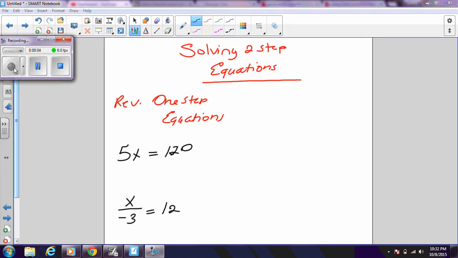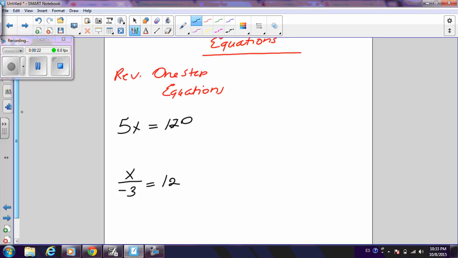Afternoon, Algebra 1. Tonight's lesson is going to be all about solving two-step equations, okay? Which is actually going to be really similar to solving one-step equations, obviously, just with an extra step added on. Alright, so just before we jump into this, let's review solving a one-step equation.